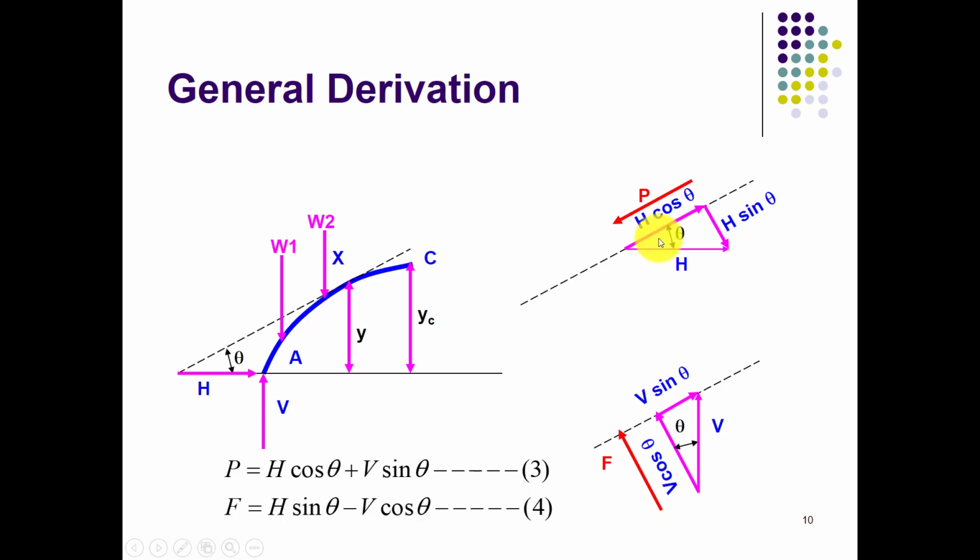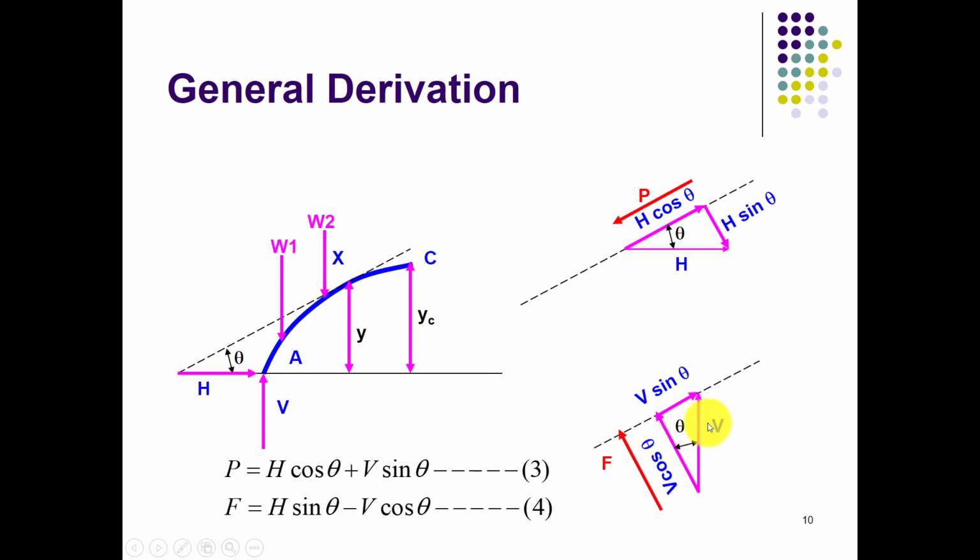Then we can take sigma Fx equals 0 to calculate the amount of force P. P is going leftward, H cos theta is going rightward. If we take sigma Fx equals 0 by taking rightward-going reactions as positive, then we can write P equals H cos theta plus V sin theta. Basically this is a resolution of the reaction V.